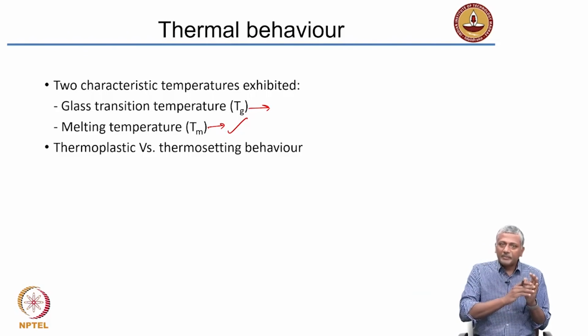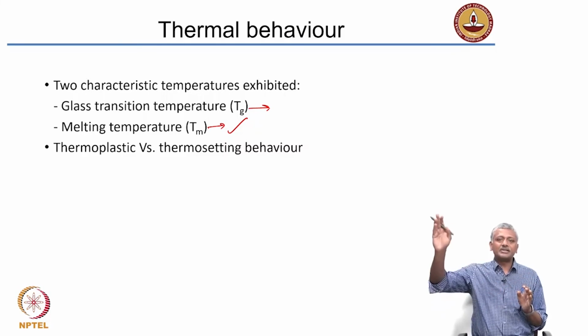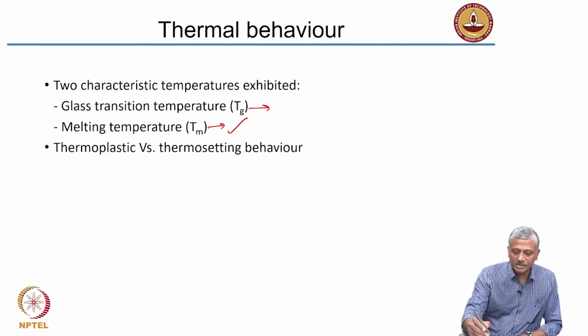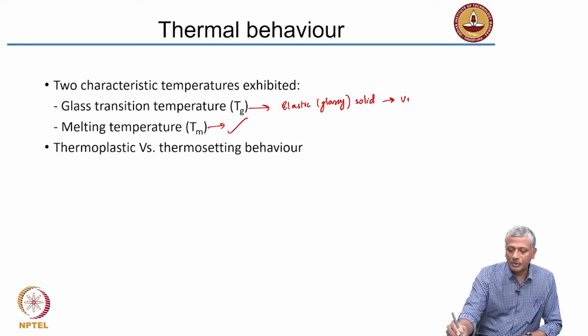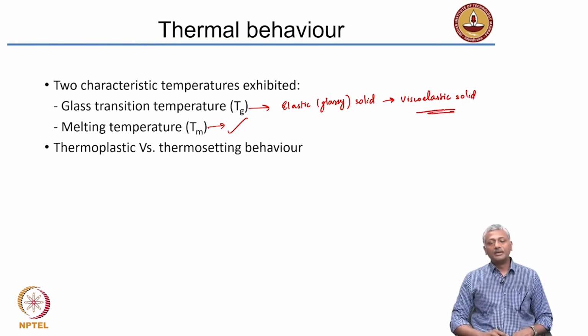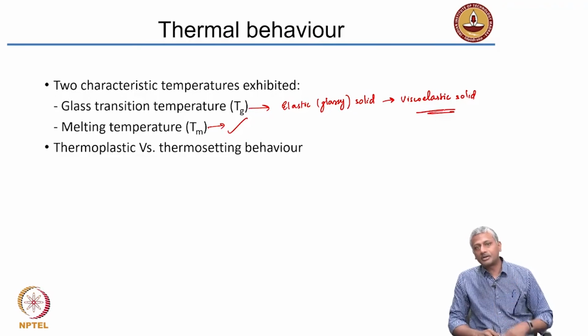Of course, materials usually exhibit several ranges of transformations, but these are the two important transformations. So glass transition means that the material changes from an elastic or glassy solid to a viscoelastic solid. That is the glass transition temperature. Again, it has practical connotations.